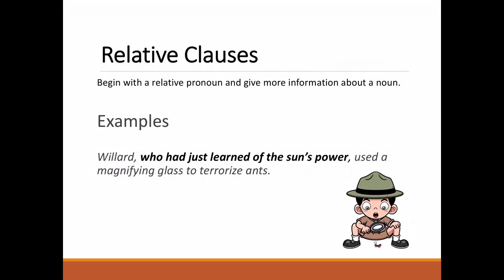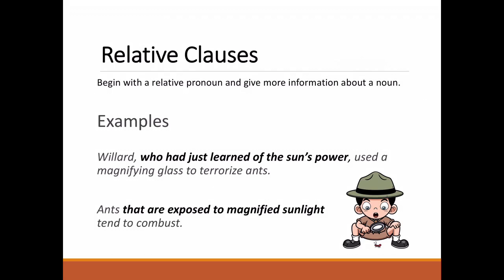Relative clauses will always begin with a relative pronoun, and they will be giving extra information about a noun. We're going to give some examples for you to understand this concept better, such as the one that you see here in boldface: who had just learned of the sun's power. We are talking about Willard. So this whole clause will be extra information that we have about Willard. So relative clauses are useful to give more information always about a noun.